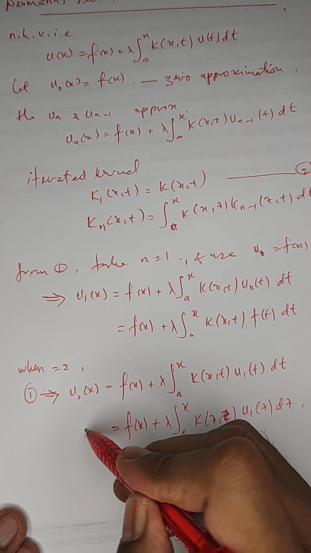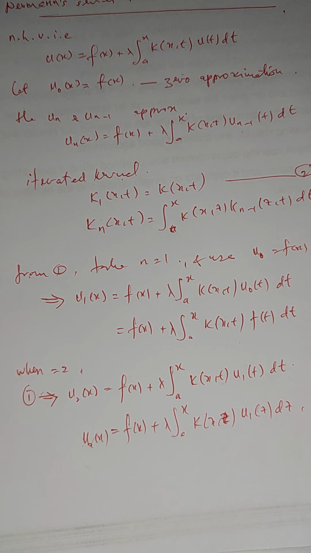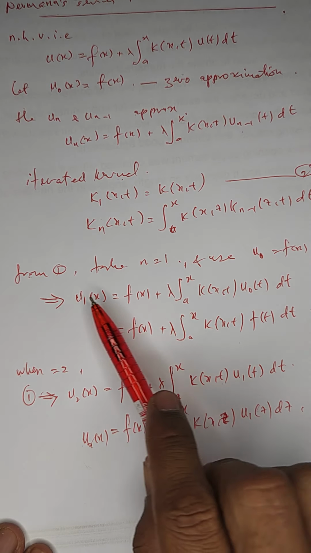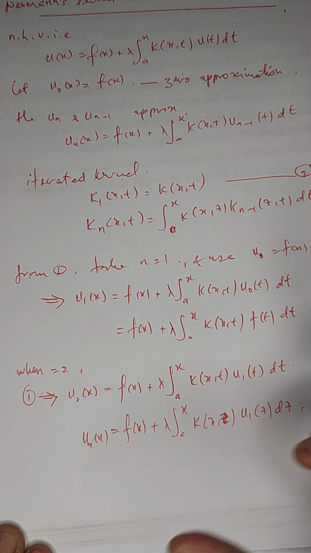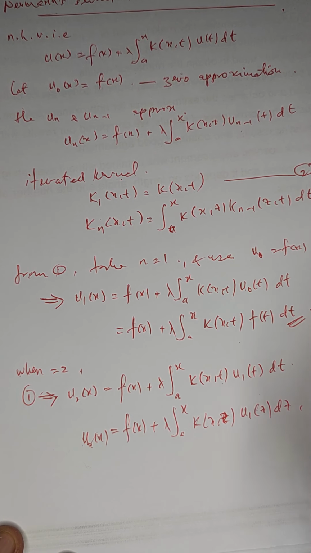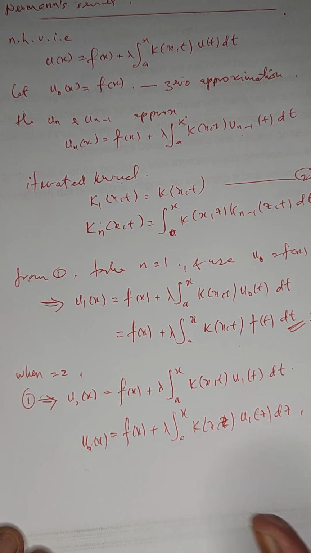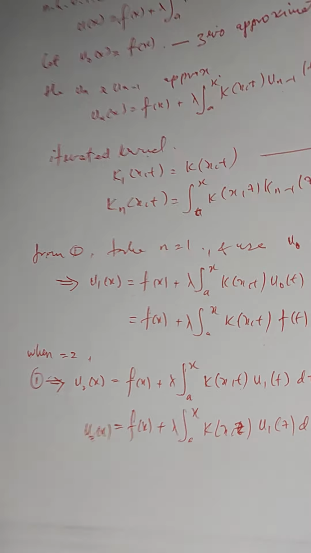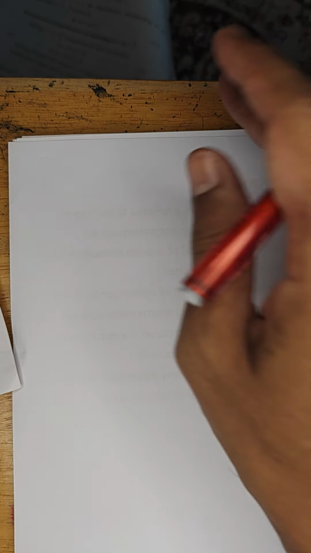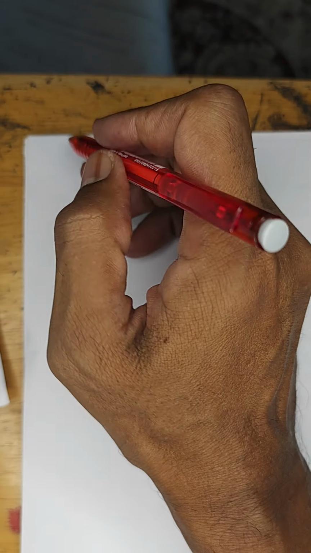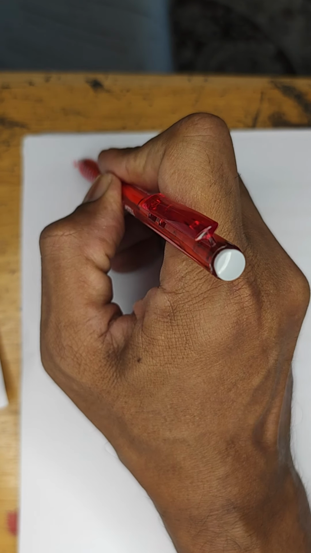So this is our u2. Now we can substitute this u1 from here. Let's say this is equation 4, but this is u1(x). What we need is u1(z). So let me write those things. If we substitute those, we're going to have u2(x).